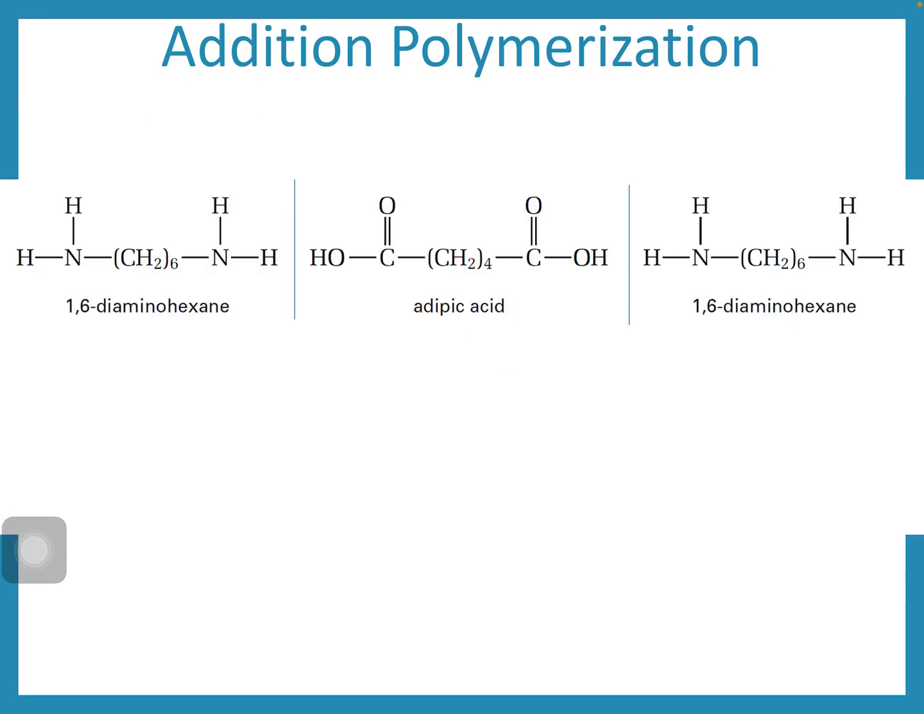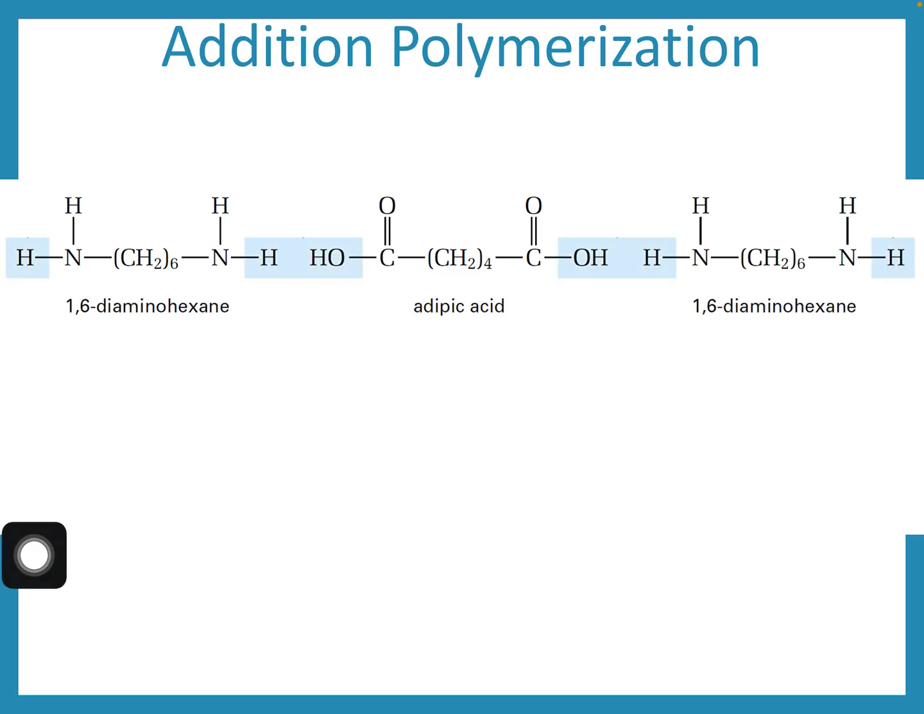Okay, another example of addition polymerization. So here I have two different monomer units. So I have 1,6-diaminohexane and adipic acid. And then again, once I have the 1,6-diaminohexane, and then after that would be another adipic acid.